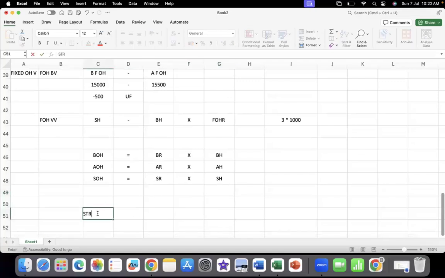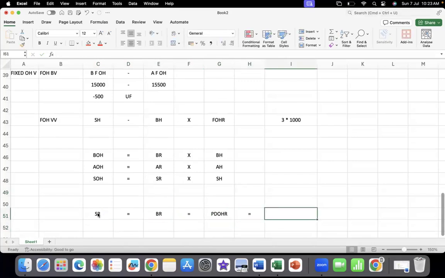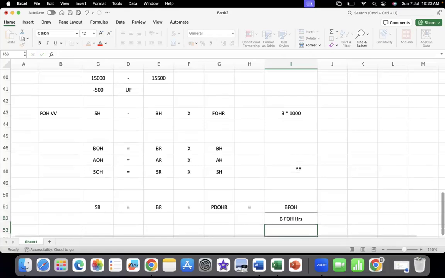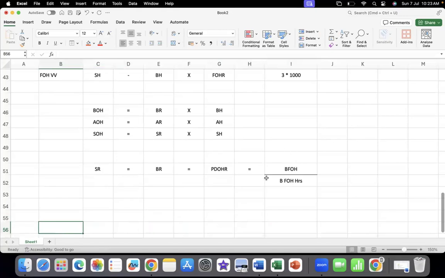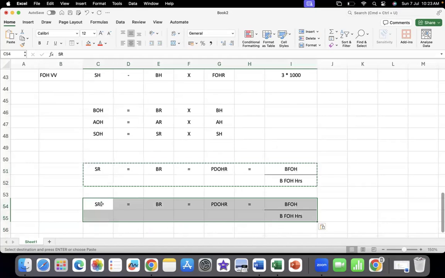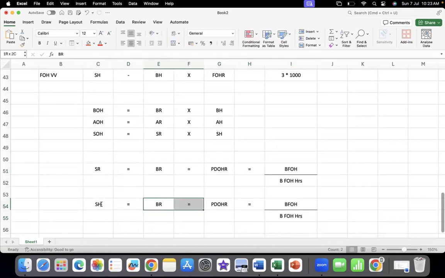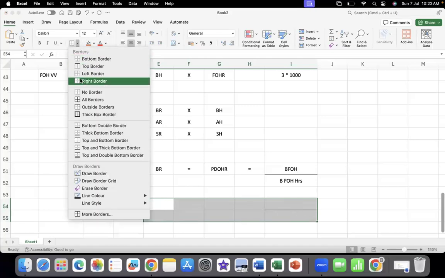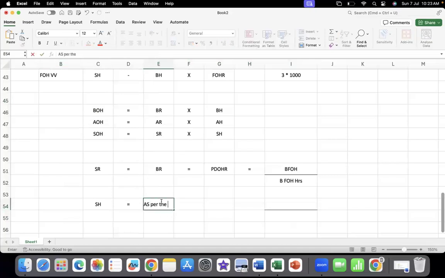So the standard rate, also called the budgeted rate or the predetermined overhead rate, can be calculated as the budgeted fixed overheads divided by the budgeted fixed overhead hours. Then this is all about the rate. Then there are the standard hours, which we need to define as per the actual levels.